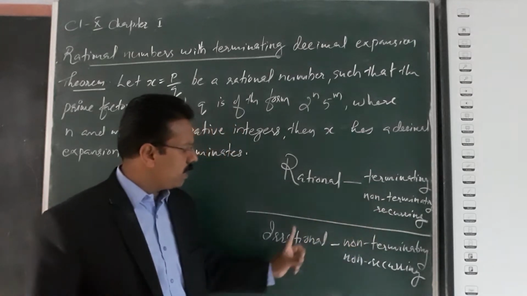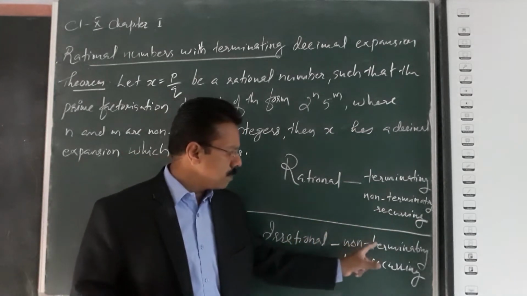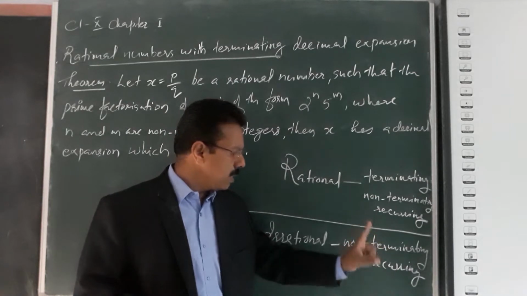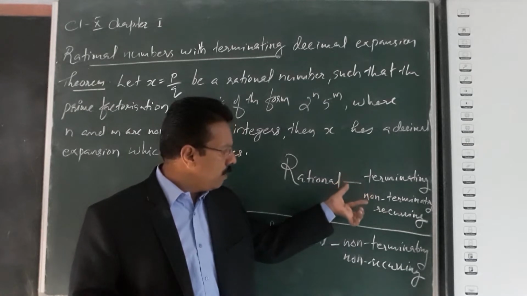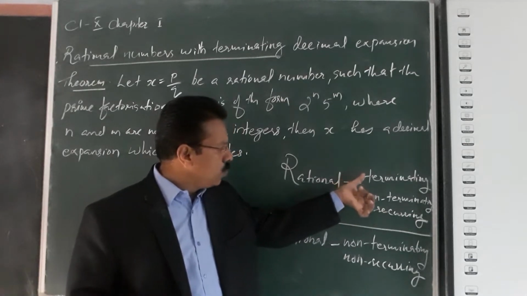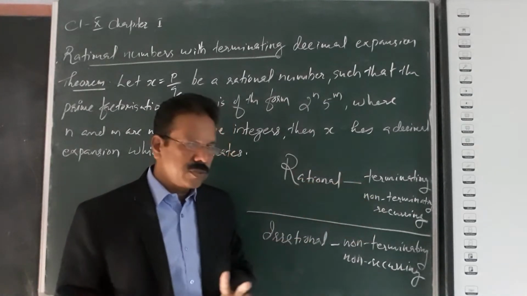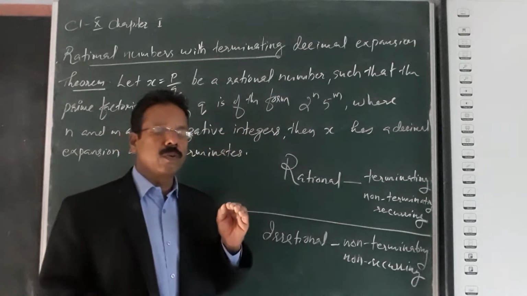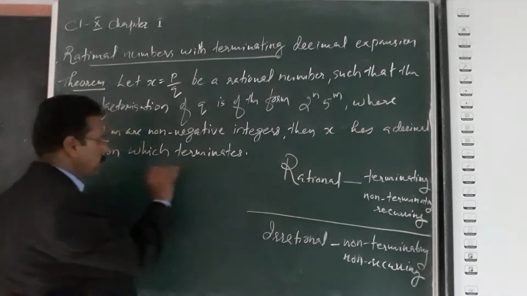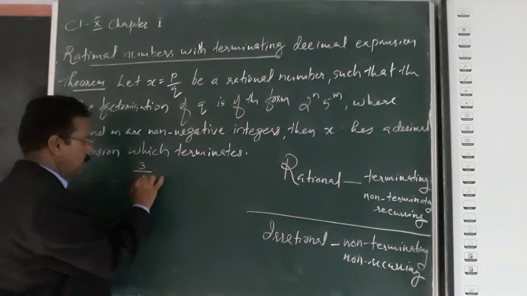An irrational number is a number whose decimal expansion is non-terminating, non-recurring. We will discuss these two cases about rational numbers. A rational number is a number of the form p by q, where p and q are integers. For example, 3 by 4 is a rational number.